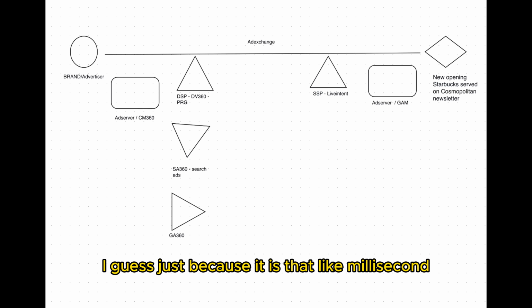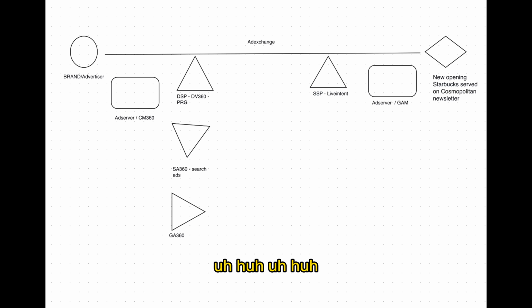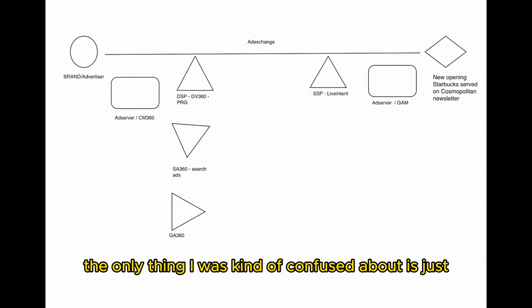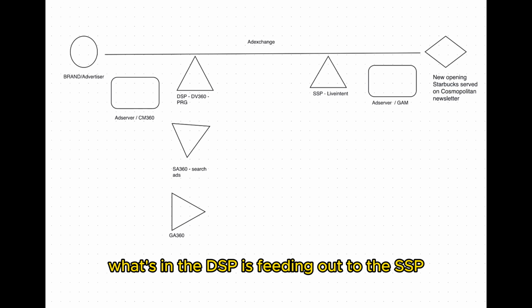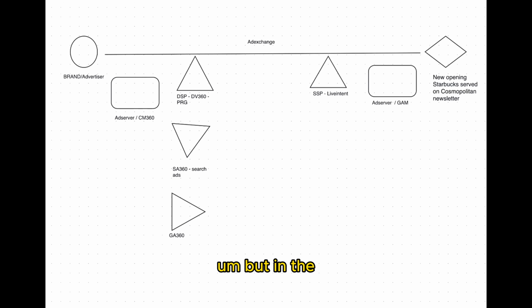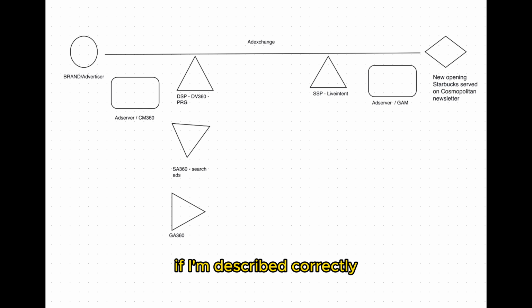I guess just because it is that like 100 milliseconds to get the decision made, almost like with whatever's preset within the DSP. I think the only thing I was kind of confused about is just how it feeds back. So what's in the DSP is feeding out to the SSP, but in the diagram there were arrows showing how the SSP is feeding back into the DSP, if I'm describing it correctly. Yeah, so let me pull that one up because that's a good question.